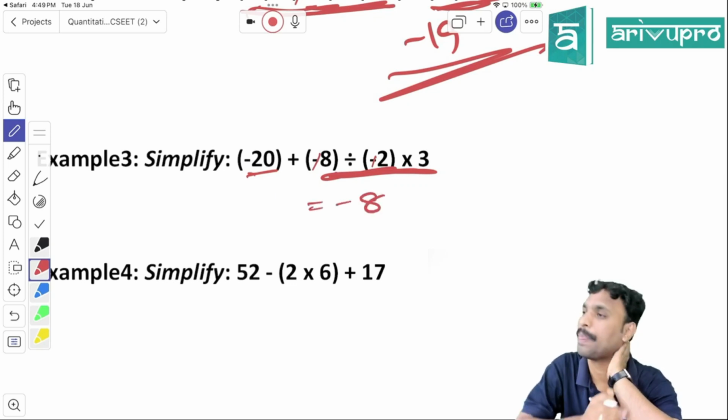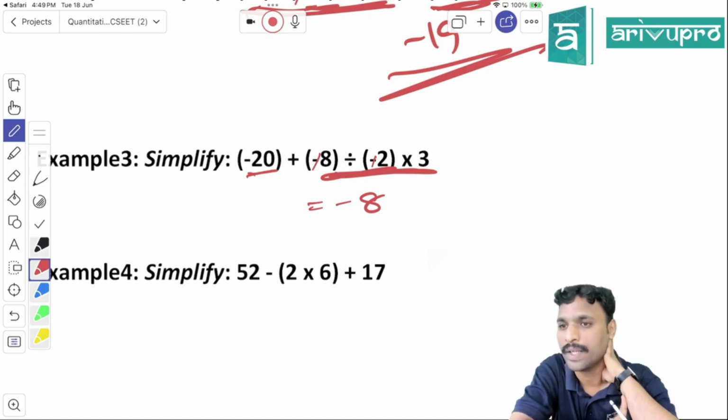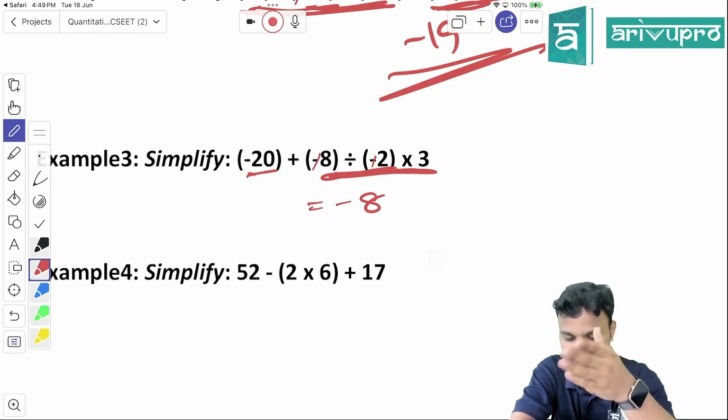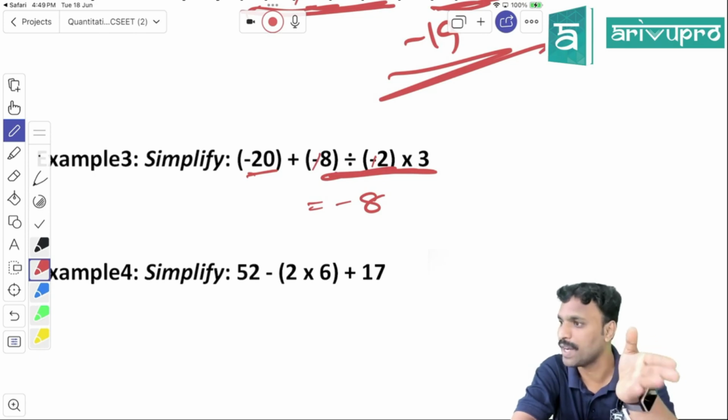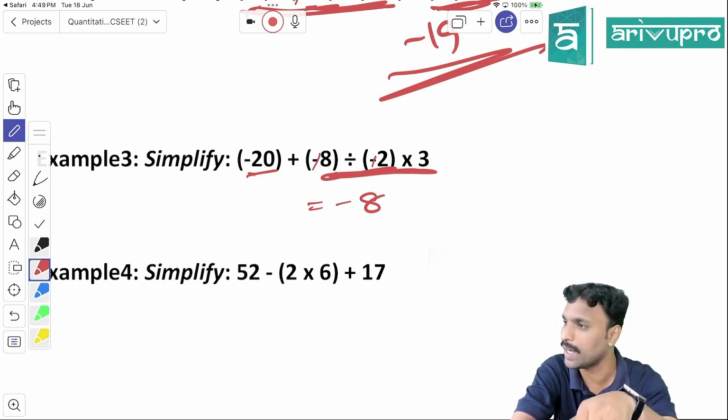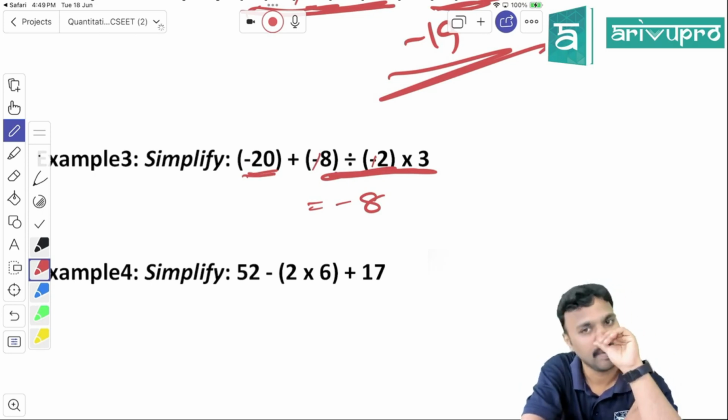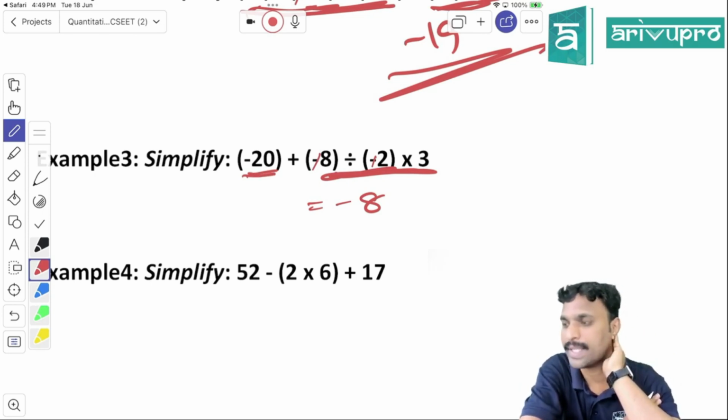Minus 8. Clear? First you give the priority for brackets, of course, but if you remove the brackets, both are negative. Negative cancels. 8 by 2 is 4. After division, multiplication. 4 3s are 12. And you have minus 20. Minus 20 plus 12 is minus 8.